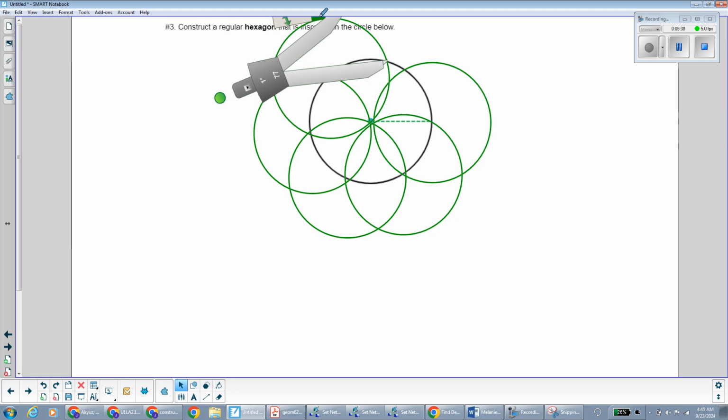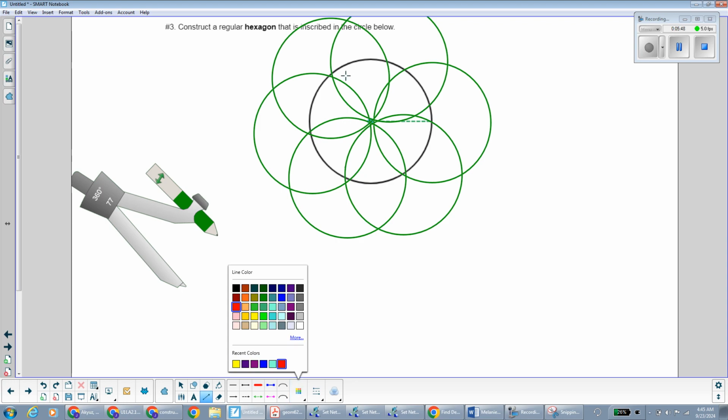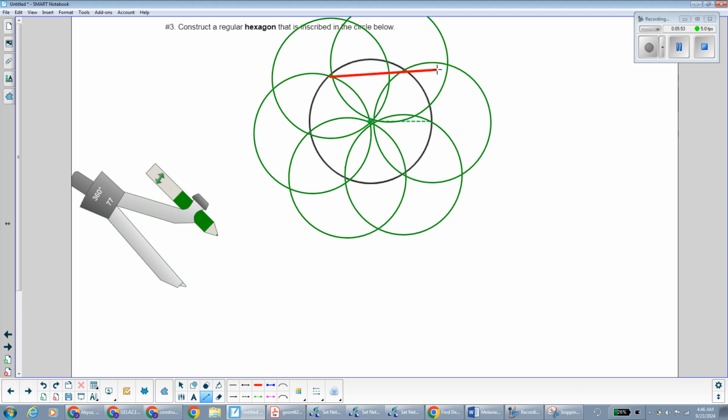In total, you should have 7 circles: the original circle, and then 6 equally spaced ones that you created around the original circle. Now we're just going to connect all the places where the circles intersect the original circle. And there we have our regular hexagon.